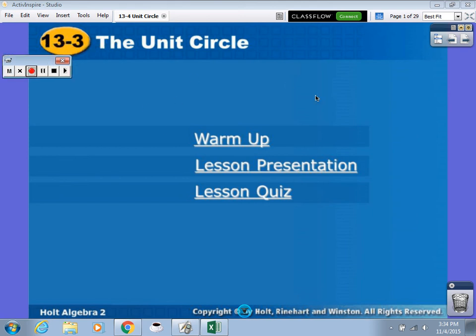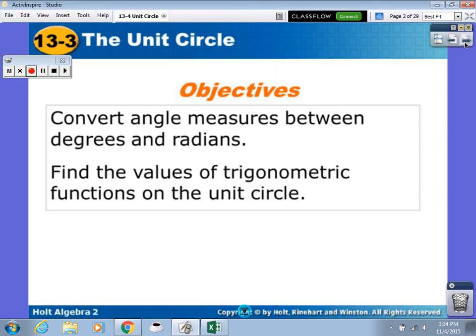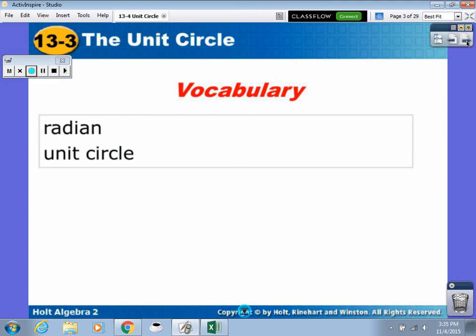Welcome to the unit circle. In our textbook, this is 13.4. Our objectives are to convert angle measures from degrees to radians or from radians to degrees, and also to find the values of the trigonometric functions on a unit circle. Our vocabulary for this section of the unit includes the following two words, radian and unit circle.